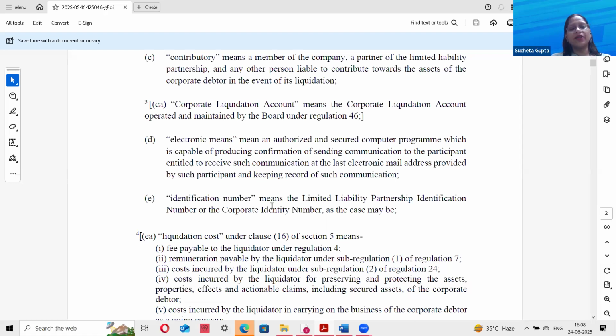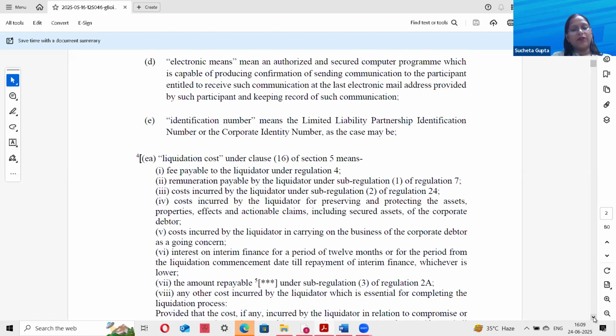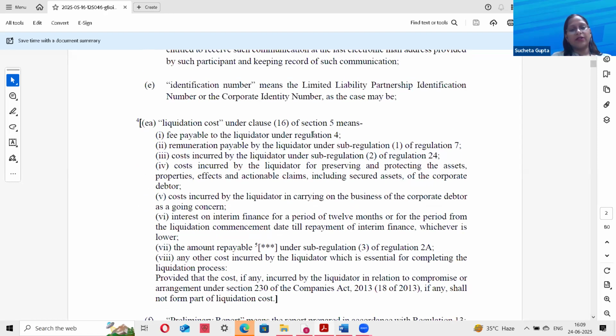Now, the identification number we have already discussed in the earlier regulations also. For a company, this is the CIN number, or for an LLP, this is the LLP number. And the liquidation cost under this regulation means, here they have also defined the meaning of the liquidation cost. The fee payable to the liquidator under regulation 4 will be considered the liquidation cost.